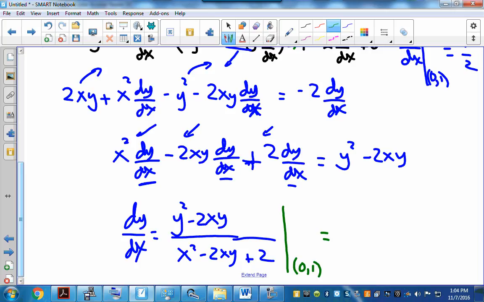And then, just as a check, if we evaluate this at (0, 1), in the numerator we get 1, and in the denominator, x is 0, so we just get 2. And that's what we needed.